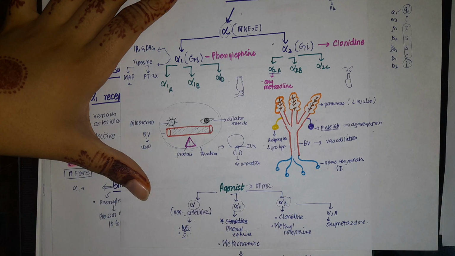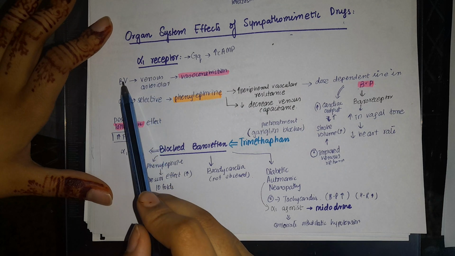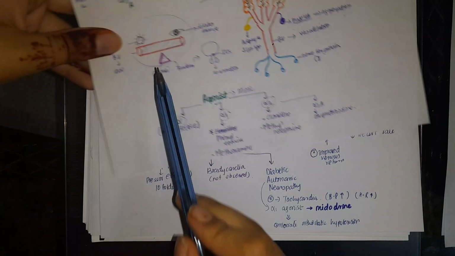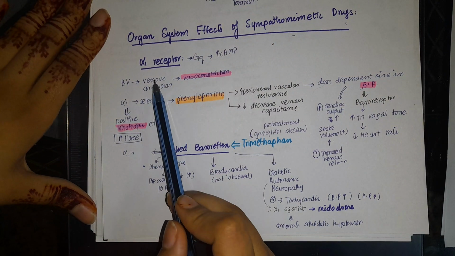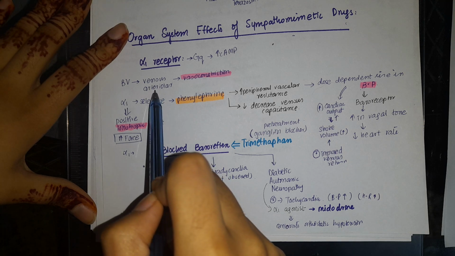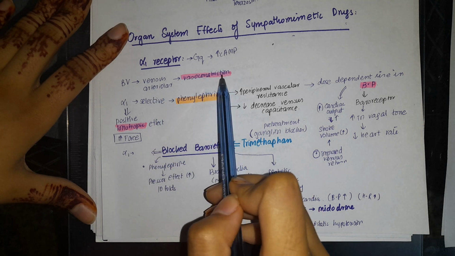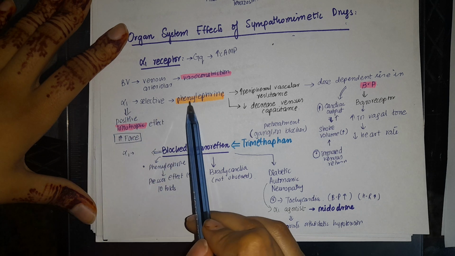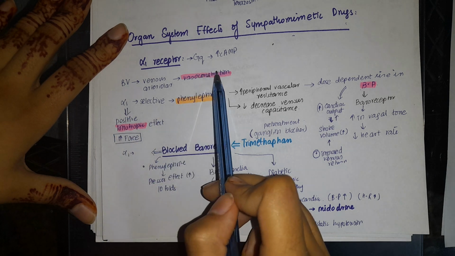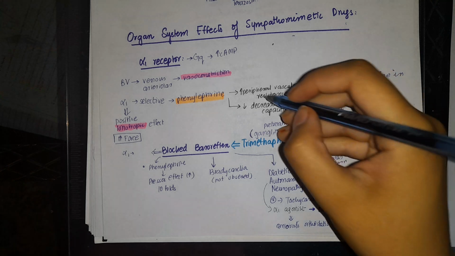So let's have a deeper look at it. It is present on the blood vessel as well. So when it goes to the blood vessel, what will it do? On the venous side as well as on the arteriolar side, there will be vasoconstriction. And as I told you, the alpha 1 selective agonist is phenylephrine. What will it do? It will do vasoconstriction. This vasoconstriction, what will it do?